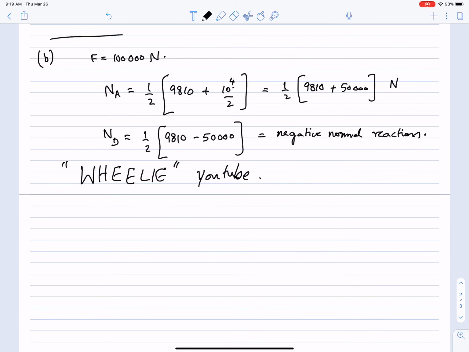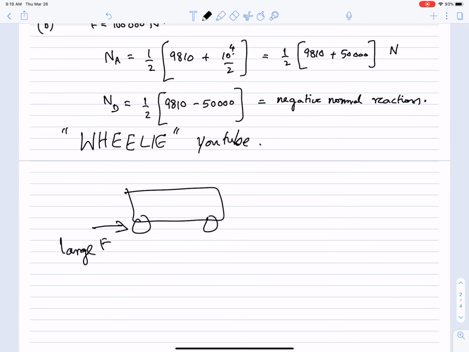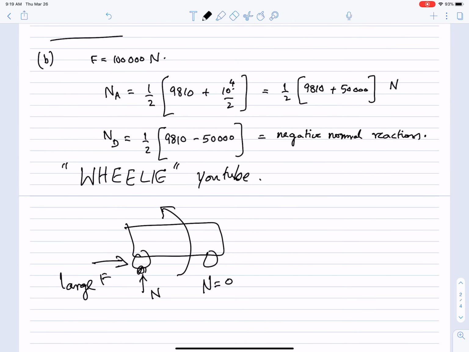A wheelie is when you have a car or a motorcycle or something, and there's a very, very large force acting on the rear wheels, and what happens is this N goes to 0 and it starts rotating about this point. That's called a wheelie. So when you see a negative normal reaction in such a situation, what you should assume is that it's no longer in the condition of constant horizontal motion. It's actually this normal reaction becoming 0, and it's pivoting about this point.